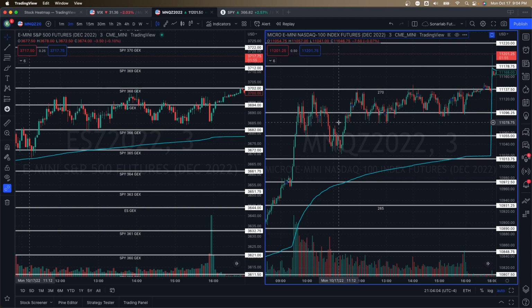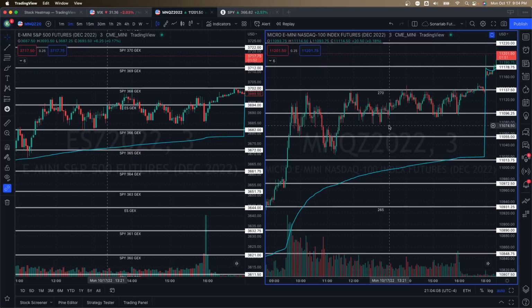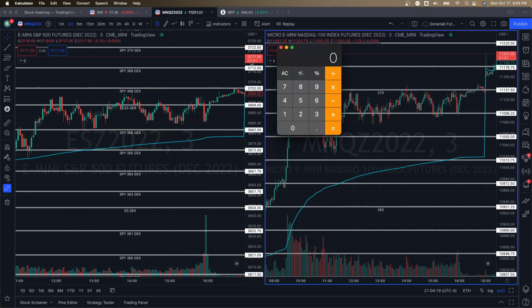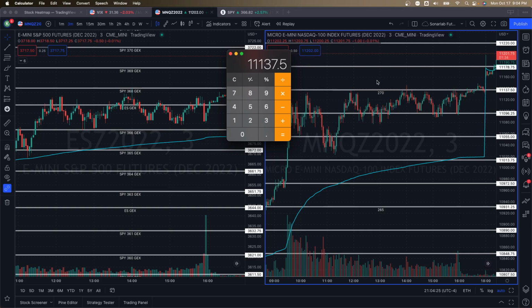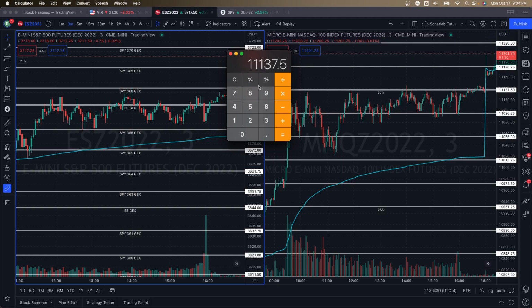Now, NQ comes into play in the same exact way. If you do the math with QQQ levels and NQ levels, you actually get a multiplier of 41.25. So if we take this 270 level, it's the same exact thing. So if we do 270 times 41.25, we get 11,137.5, which is what I have right here. And we can do that for each one of these levels.